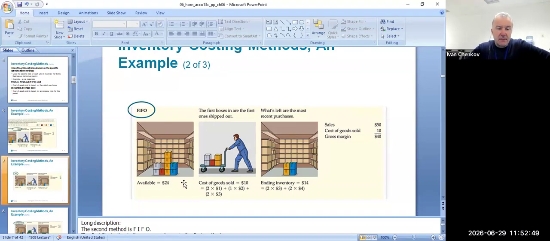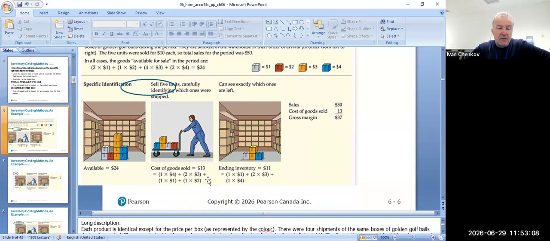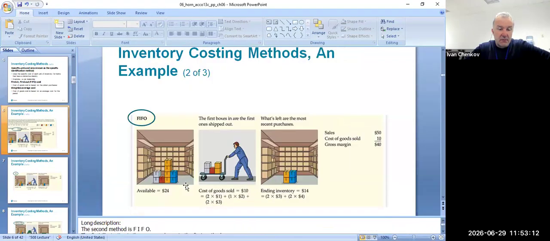Now, in this case, whatever comes first, that's what we're going to sell first. Cost per each of those is irrelevant. So since we bought the $1 first, once we sell them, the first one that's going to go will be the $1.